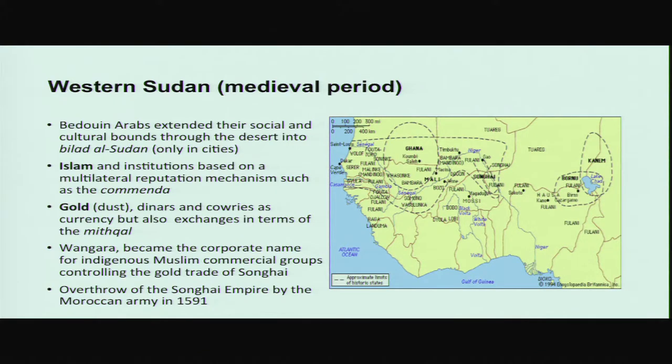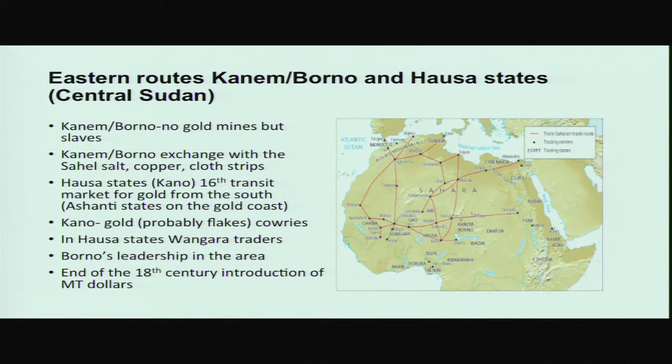After 1591, there was the invasion of Morocco into this area, but you still have the trans-Saharan trade, but this time it was more on slaves, and you have the rise of these two states. The states I'm studying were Borno and the Hausa states, which in the 19th century will become the Sokoto Caliphate. And especially Borno was exporting especially trades, because gold now was just coming from this area.